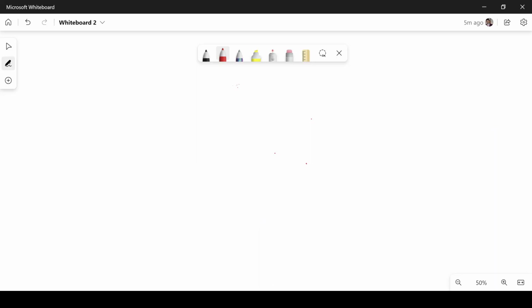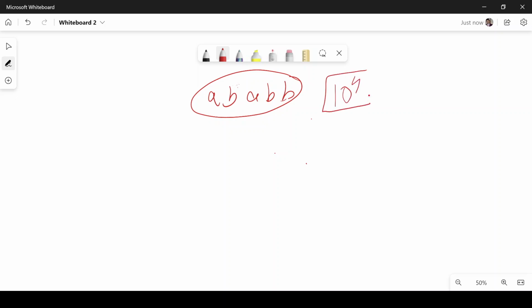So suppose we have a string A, B, A, B, B, something like this. So one of the approaches, a brute force approach, will be that we generate all the substrings of this particular string and then calculate the variance. That could be one of the possible approaches. So the number of substrings for that will be, again, the length of the string is 10 raised to the 4. So it will be big O of n square. So this is not a good solution. It will not pass.